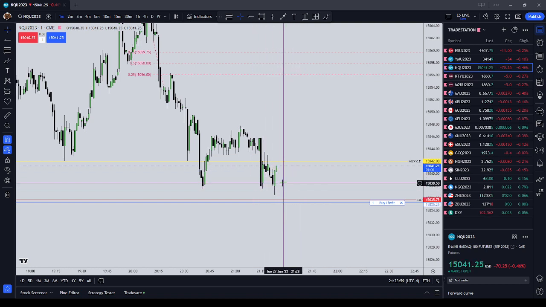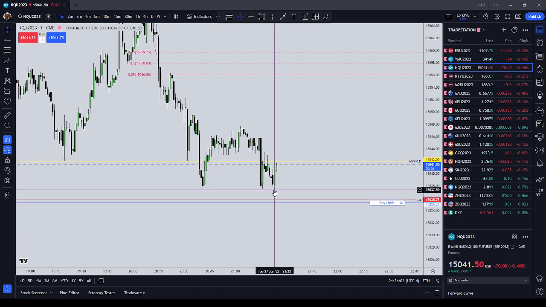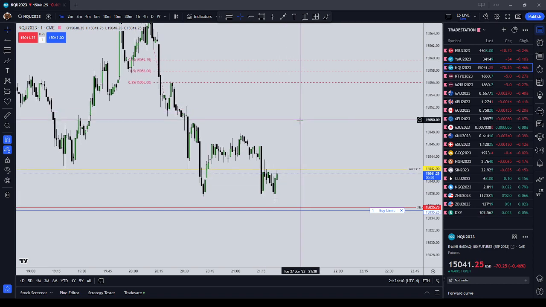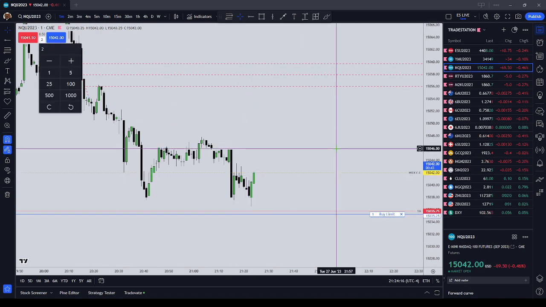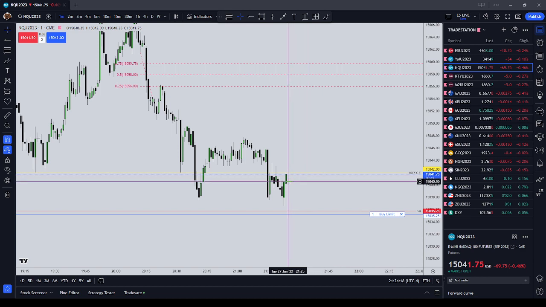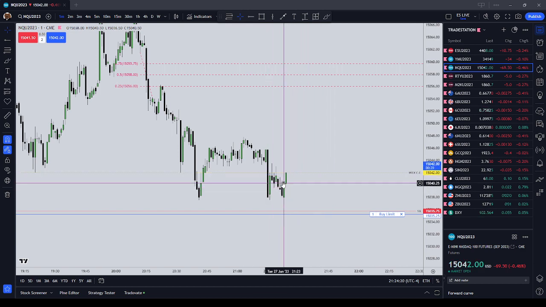resting liquidity. Okay, and that could be the low right there. That is very possible to be the low. It's not set in stone by any means. I thought it was going to head lower. I'm going to pop on two contracts here. Getting ready to get long. Okay, we are displacing now. That could be a new low right there.